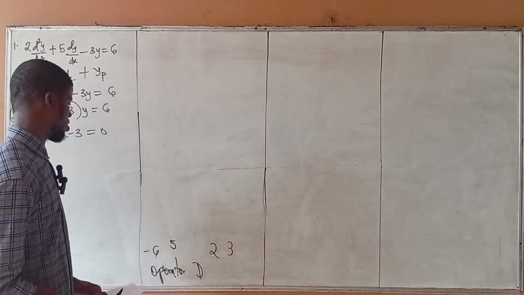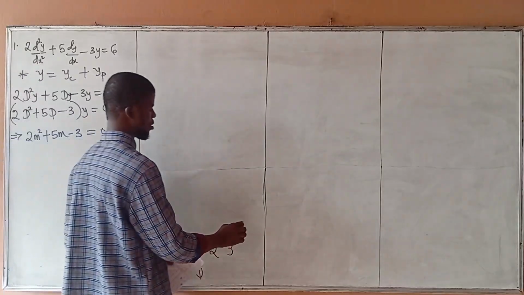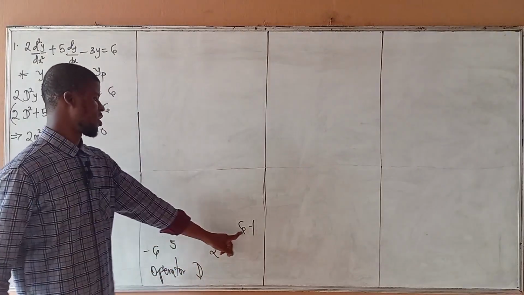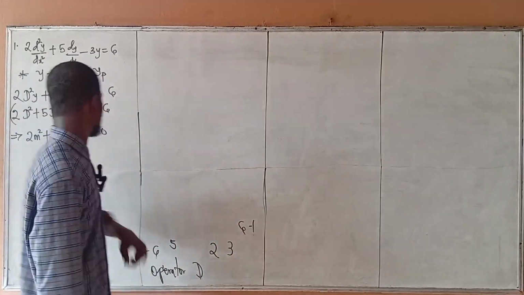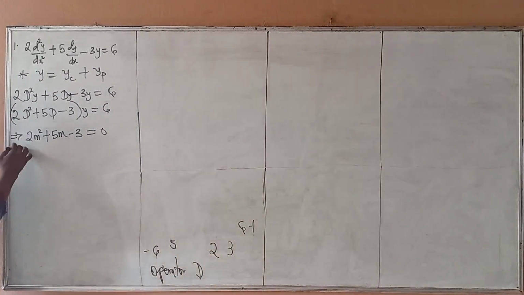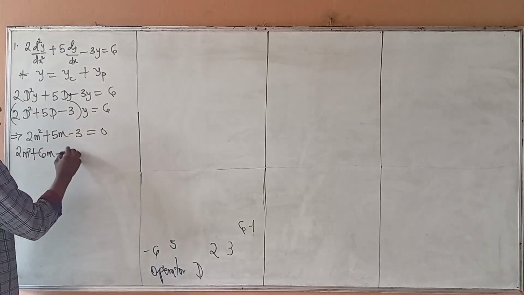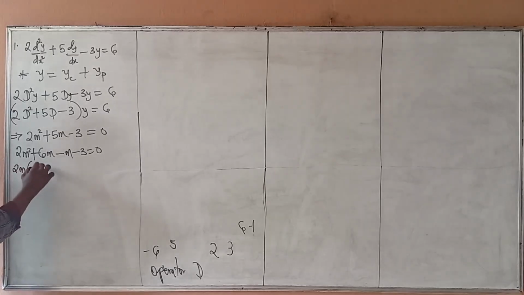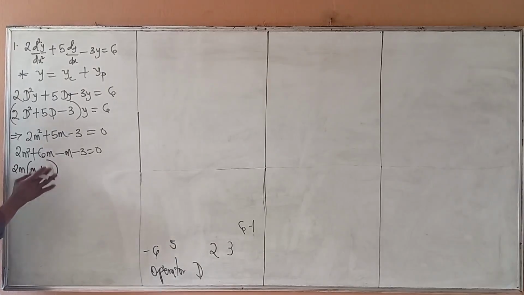Okay, I can't use 2 and 3. I think I can use 6 and 1. Let me check. Okay, 6 times −1 is −6. 6 plus −1 is plus 5. Good. So I have 2m² + 6m − 1m − 3 = 0. 2m is common. Bring 2m outside. I'm having m left plus 6. What's common here?